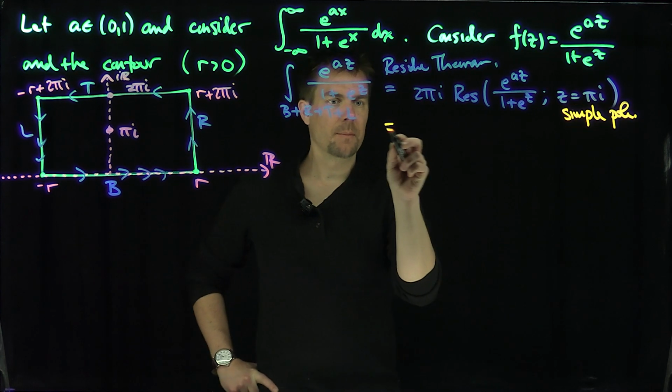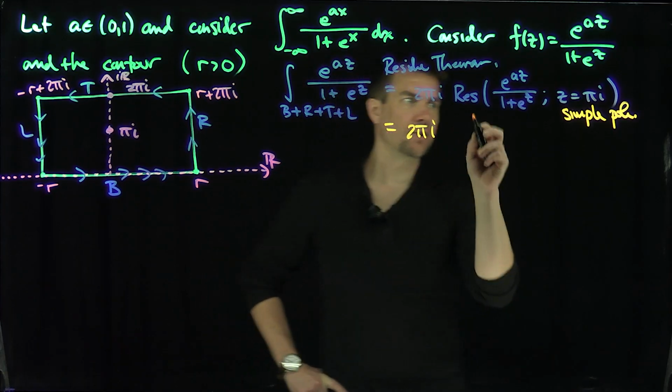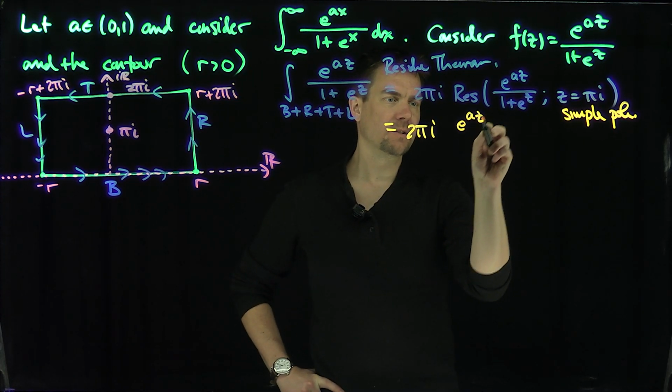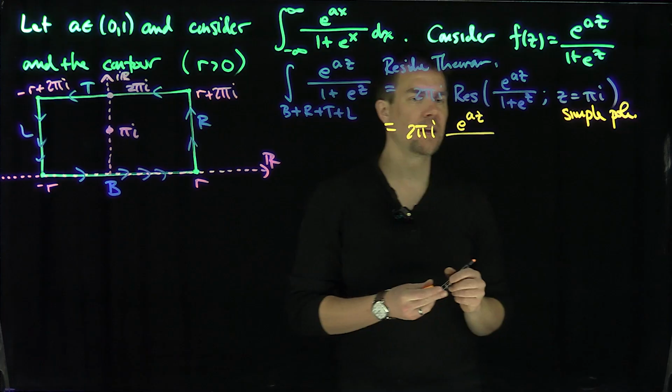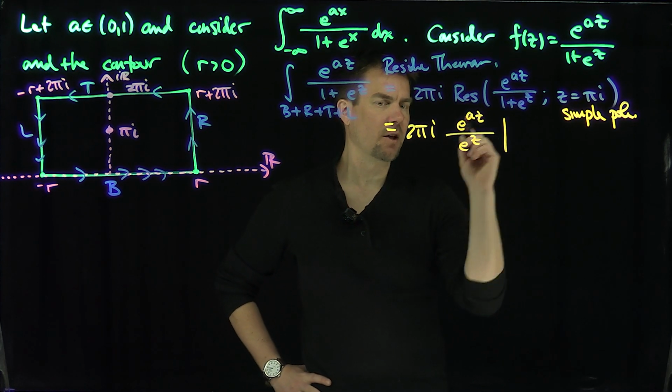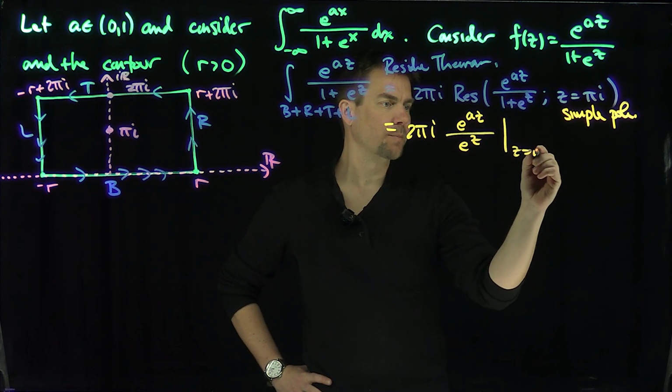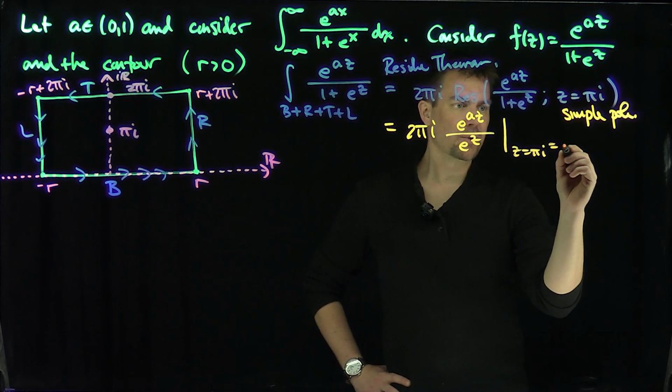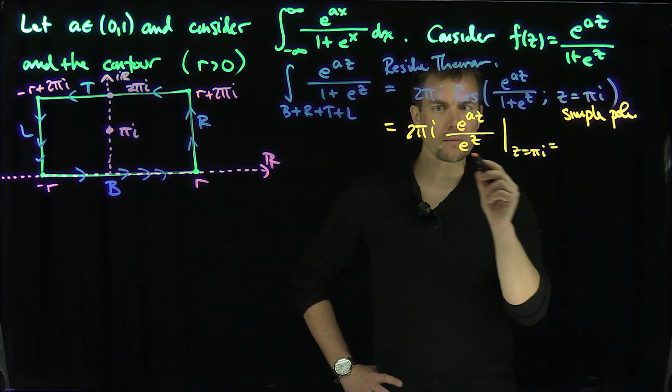So this becomes 2 pi i, and then the calculation is easy. It's just the numerator e to the az over the derivative of the denominator, which is just e to the z, evaluated at z equals pi i. And so what are we going to have over here?